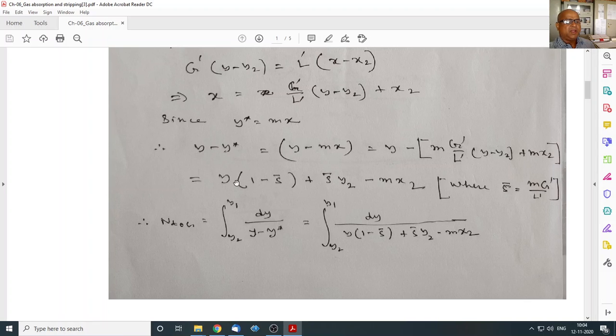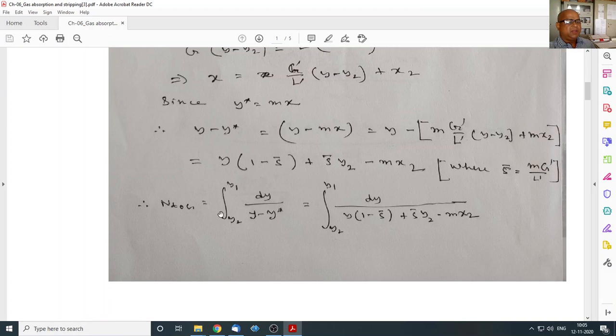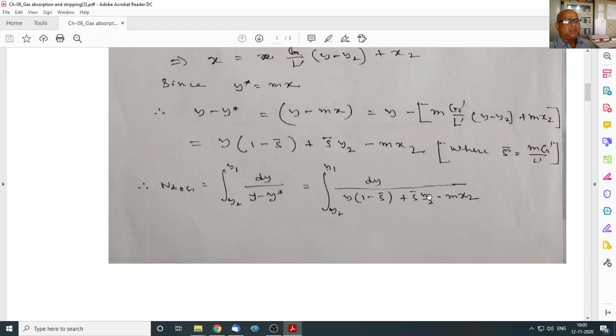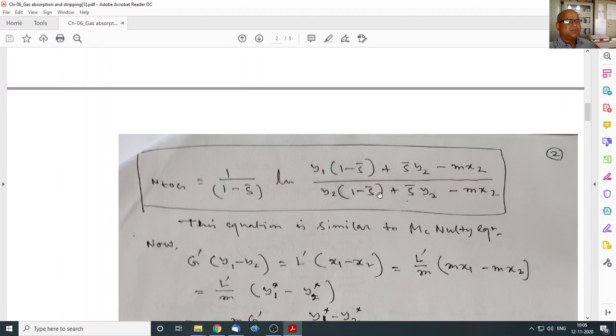So I can write y, I take the common y from these two. So y times (1 minus S) plus y2 S minus mx2. Okay, so this will come. Now if you integrate this dy, then this term will come. And for this equation, the analytical solution is easy. And what will be this solution?